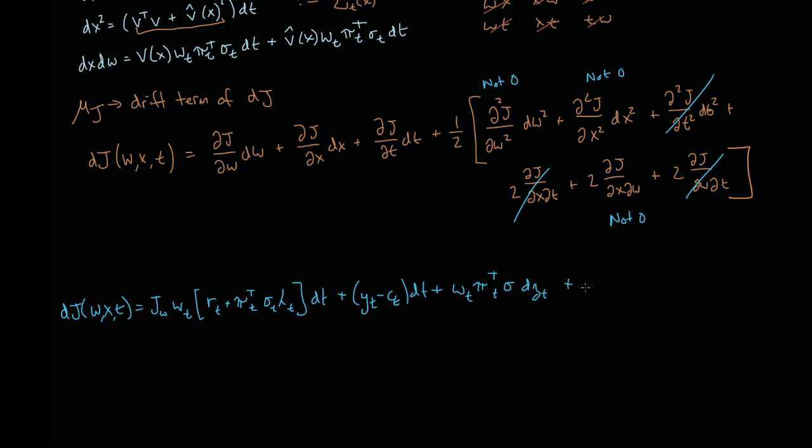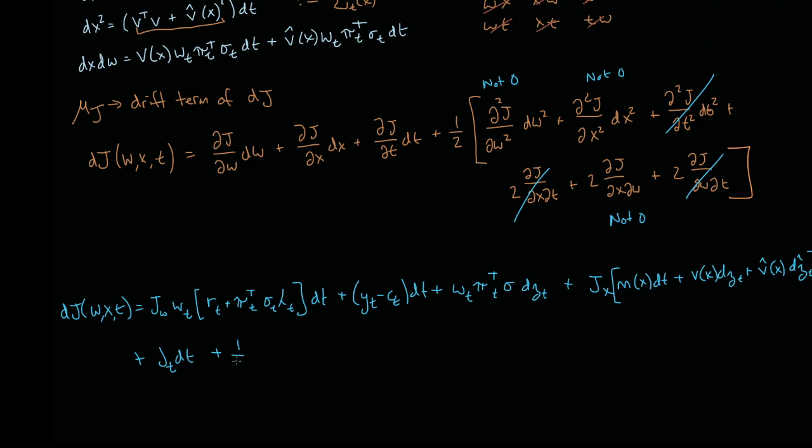Okay, plus our j of x, and then the dx, which is just mx dt plus vx dzt plus v hat x dzt hat plus jt dt. That's a nice one. I like that one. Okay, so our not zeros, we have our dw squared.